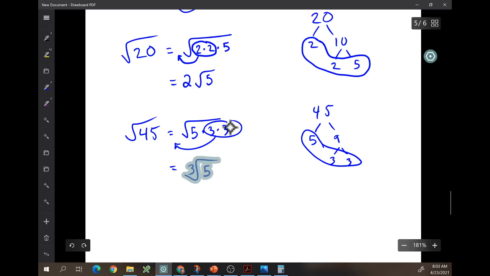Now, be careful how you write this. It's not the cube root of 5. That's wrong. It's 3 times the square root of 5. Okay. So that's our answer: 3 times the square root of 5.